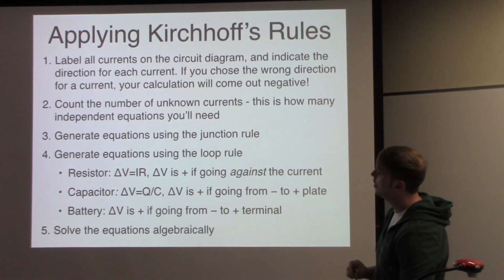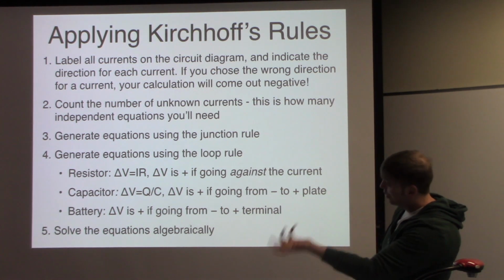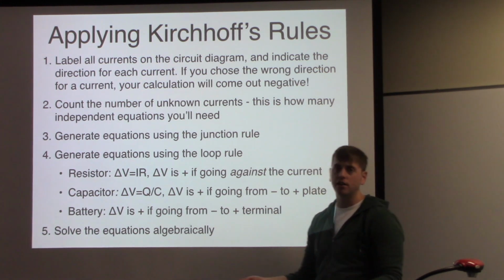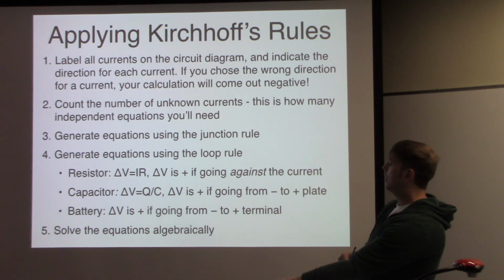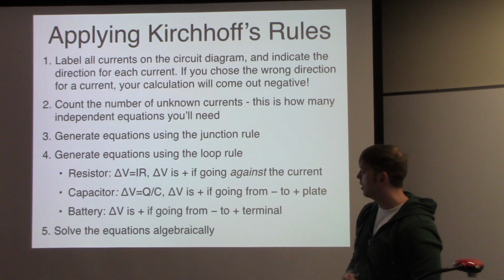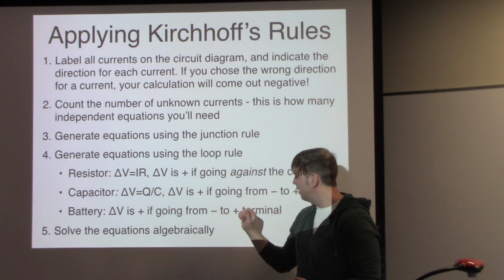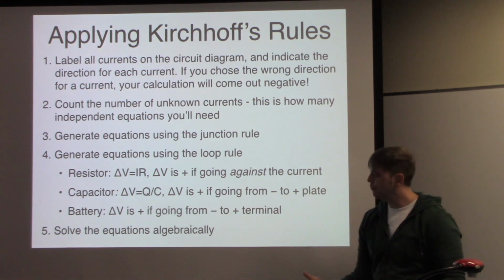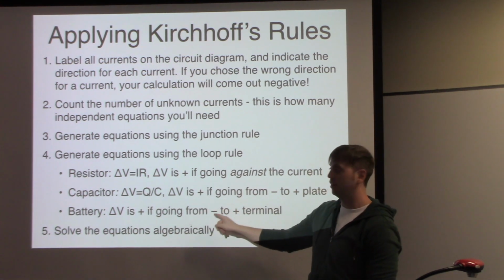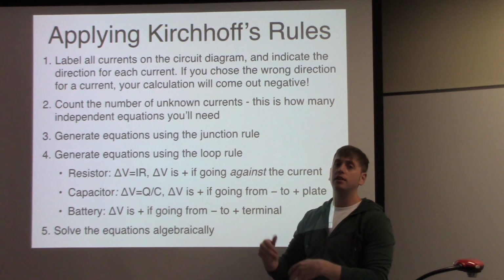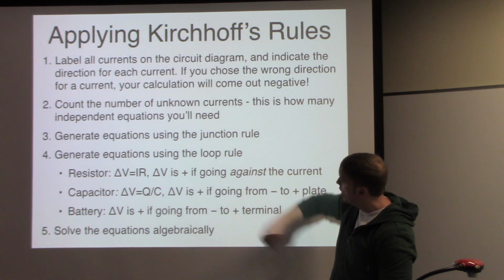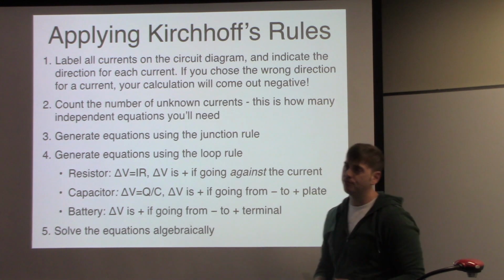And then the last thing is the battery, and typically we're just going to be given what the battery voltage is. It's not something we'll calculate. But we have to get the sign right. And the sign works pretty much the same way as for the capacitor. If we're going from the negative to the positive terminal of a battery, then our delta V is positive. If we're going the other way, from the positive to the negative terminal, then our delta V comes out negative. So these are things to keep in mind when you write down a loop rule equation.